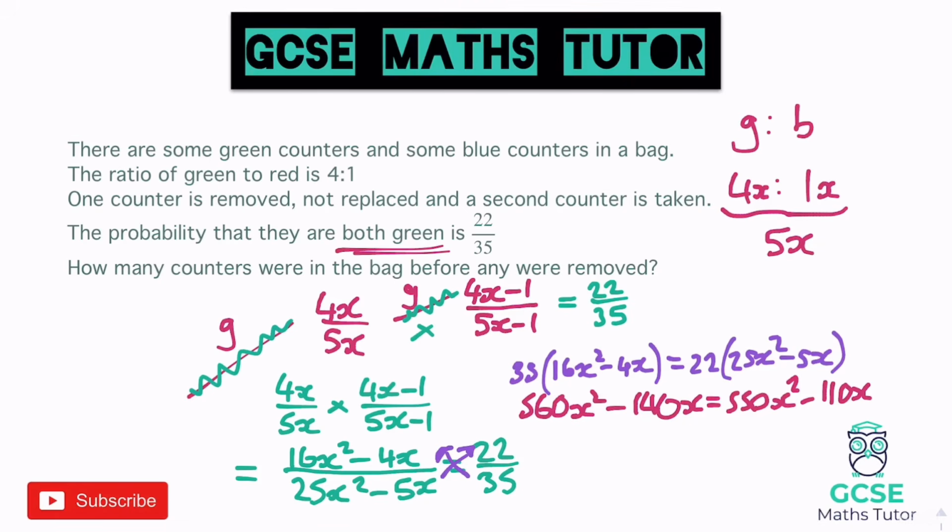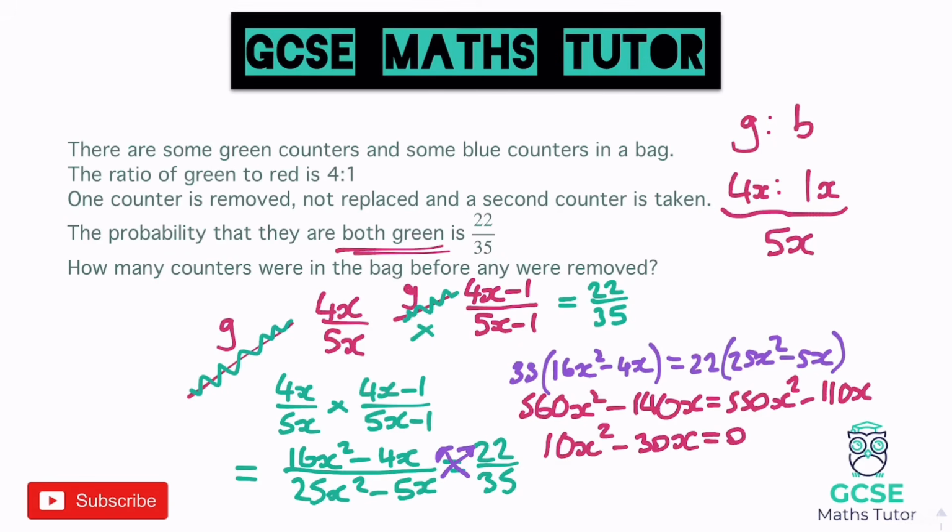There we go. Now we can actually rearrange this so we can get everything on one side. So we've set it equal to 0. So if I subtract 550x squared from both sides, I end up with 10x squared over here. And if I add 110x to both sides to get rid of that negative 110x on the right, if I add it to negative 140x, I get negative 30x, and that equals 0.